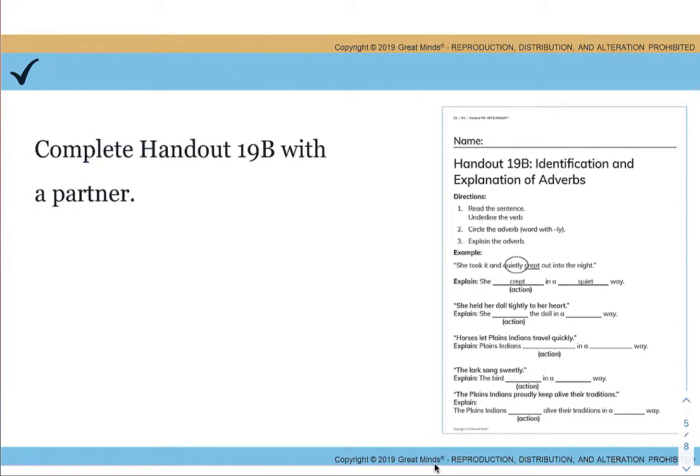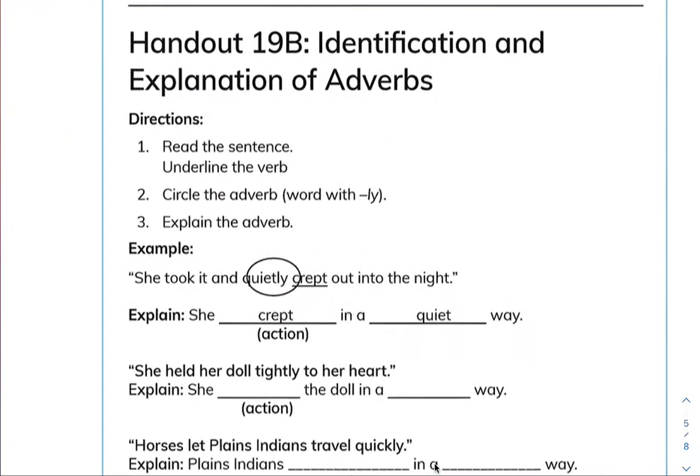In your blue workbook, we are going to turn to handout 19B. I realize I didn't ask you to get this book out at the beginning of the video, so pause now to get your blue workbook. Once you have your blue workbook, we will get started on handout 19B. It looks like this.